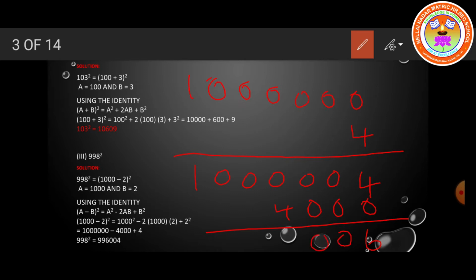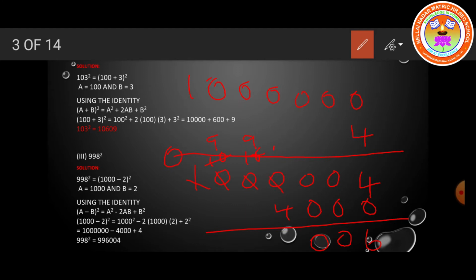0 minus 0, 0. 0 minus 4, not possible. Borrow from the next column. Next column 0 is there. There is no value for 0. Again we are going to see the next column. Next column also 0 is there. There is no value for 0. Next what you do? We are going to borrow from the next column 1. You have to cut the 1 and put 0. Then add to here, 10, cut it, put 9. Next here, 10, cut it, put 9.